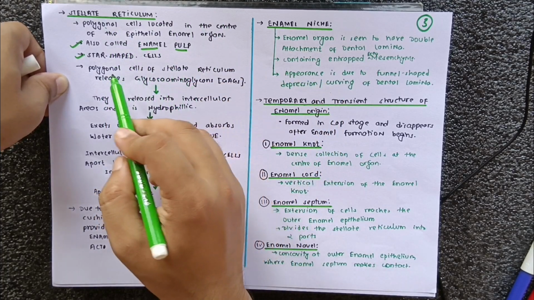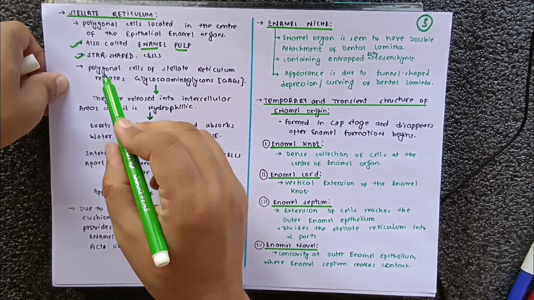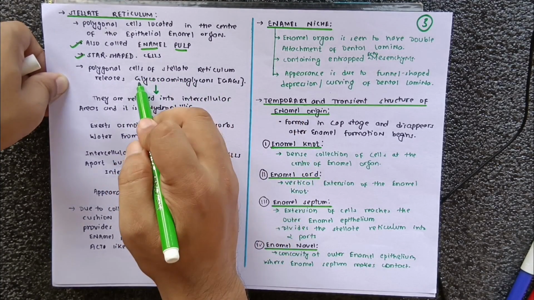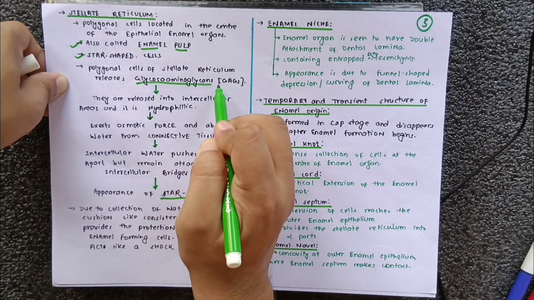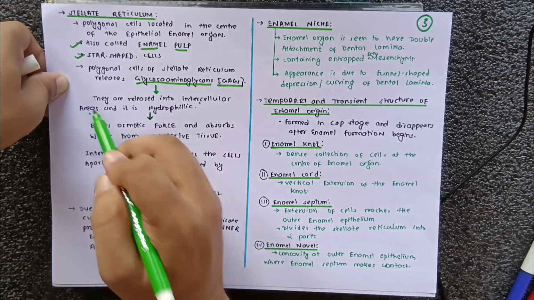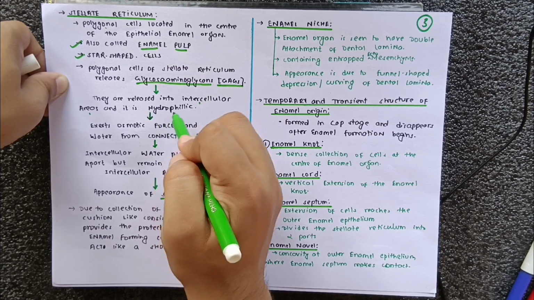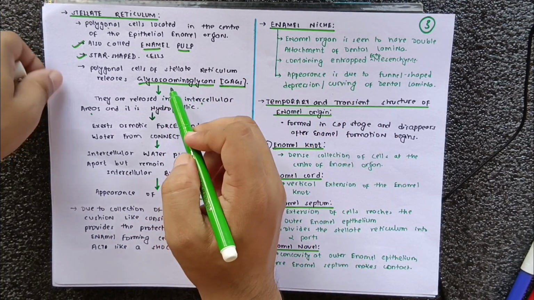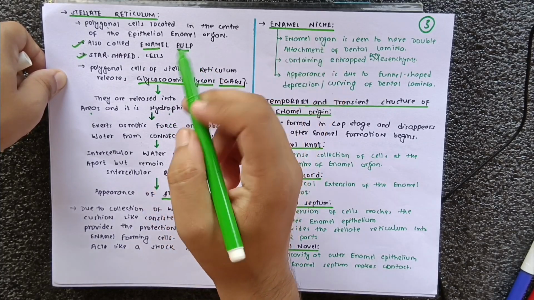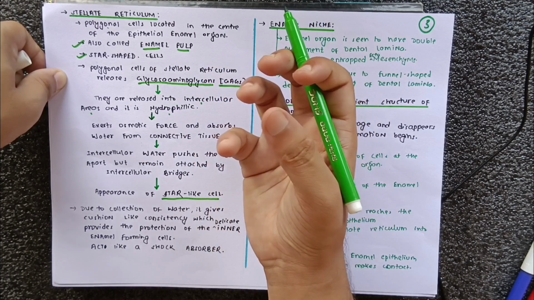As I have discussed in the bell stage, there were polygonal cells in the center of the enamel organ. Those polygonal cells of the enamel organ release glycosaminoglycans, or GAGs. The GAGs are released in the intercellular areas, and those GAGs are hydrophilic. So just think: when they are hydrophilic, it is certain that they will absorb water.